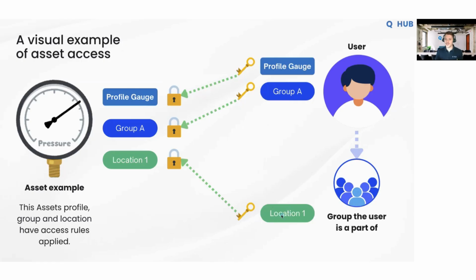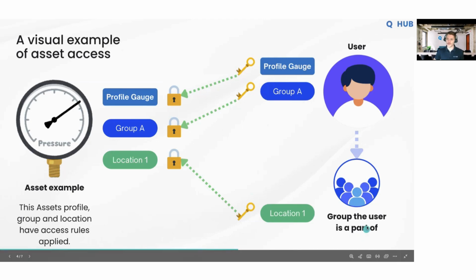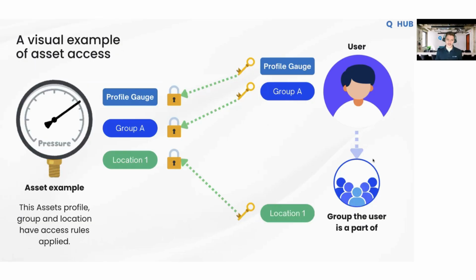So the combination of these access settings allows you to create very clever but also very simple ways of managing who can see what, because we don't want to bombard your users with too many assets that they don't need to worry about. For example, a user may have access to profiles because he's an engineer. He might also have access to a specific group, therefore he would have access to this pressure gauge.